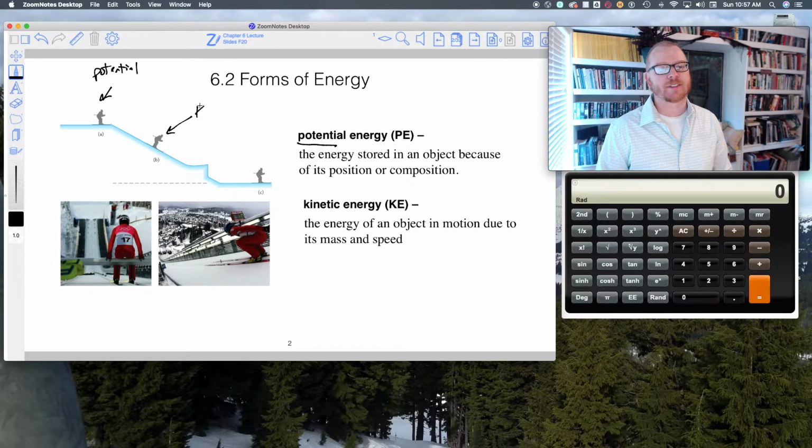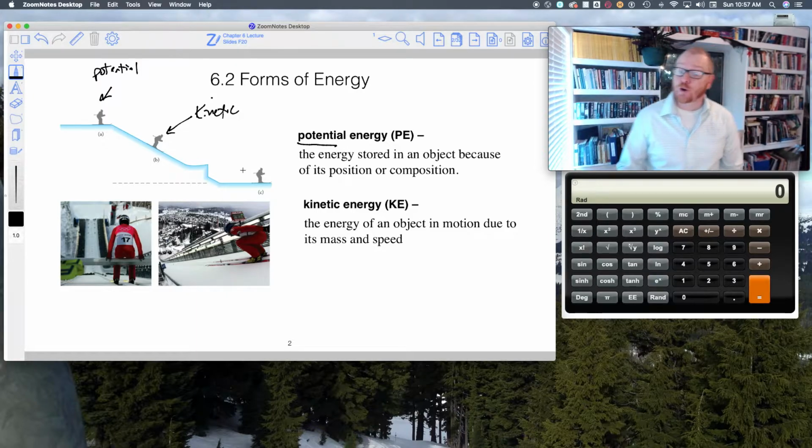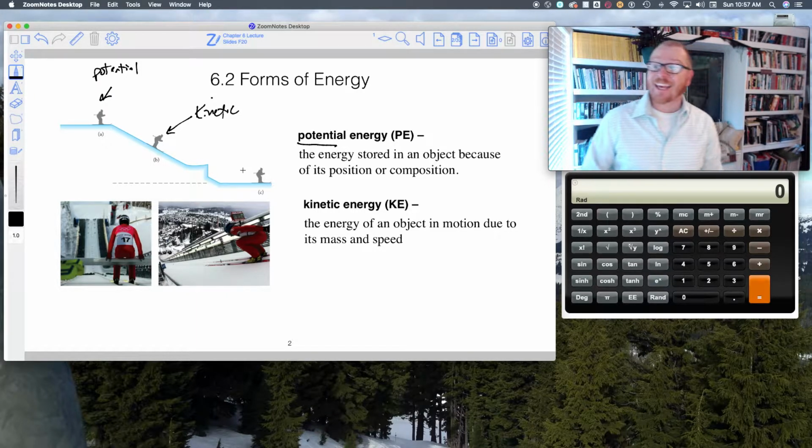Now this skier is converting that potential energy into kinetic. By the time they get down to this position here, they will have spent all of that potential energy in the form of kinetic energy. The skier will be moving the fastest maybe at this point right here. They fly through the air and then gravity takes hold.